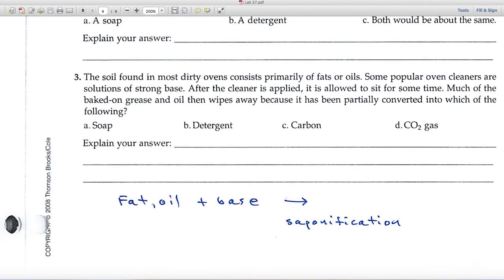And let's look at number 3. Sometimes that causes a little grief. The soil found in most dirty ovens consists primarily of fats or oils. Oven cleaners are very strong bases. So what we're looking at is the reaction of a fat or an oil plus a strong base. And of course that is called saponification. What are the products of saponification? That'll help you answer question number 3.